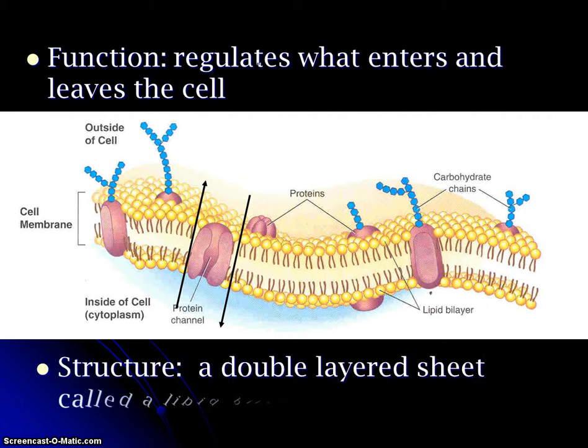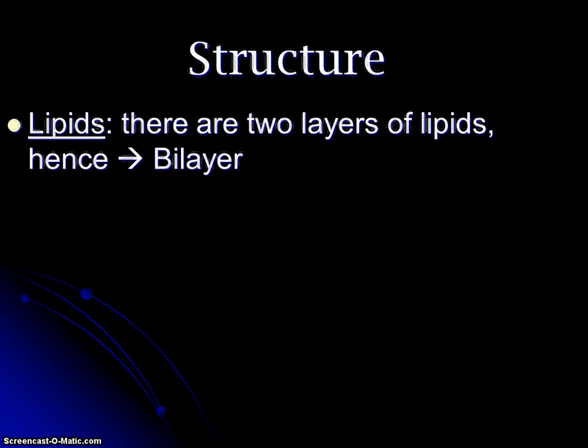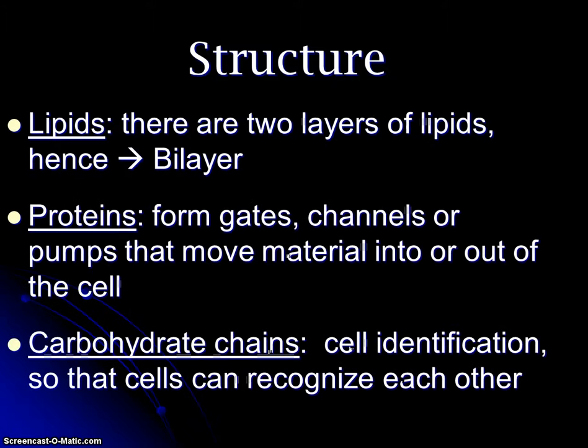So we know that the membrane helps regulate what enters and leaves the cell. It is double layered. We know it's formed of lipids. We know there are proteins that act as channels and pumps. And there are those glycolipid carbohydrate chains that are cell identifiers.